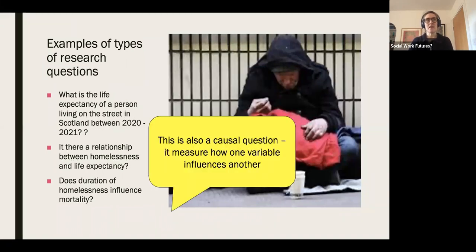And the final question is a causal question, because it's thinking about how does one variable influence another. So is there a connection between the duration of homelessness or street homelessness and mortality? So does one change in direct relation to another? And that tells you if there is something more happening here. If you find out that the greater the length of rooflessness, the shorter the life expectancy, then you can start to think about is that causing the shorter life expectancy.